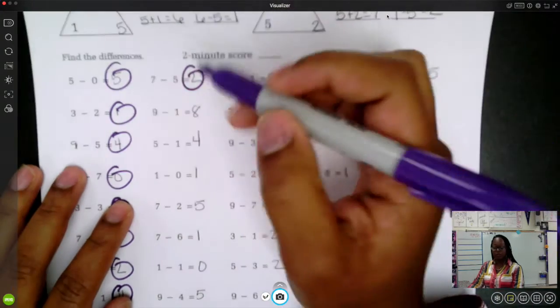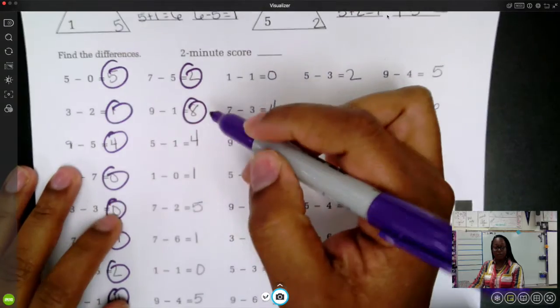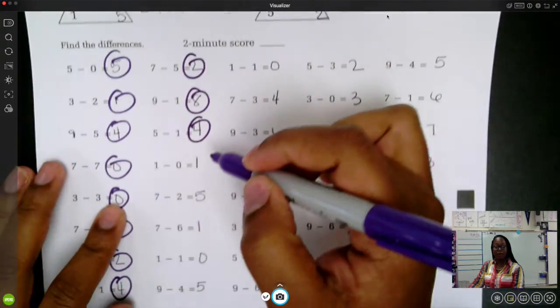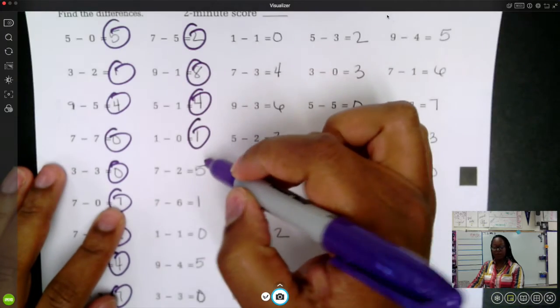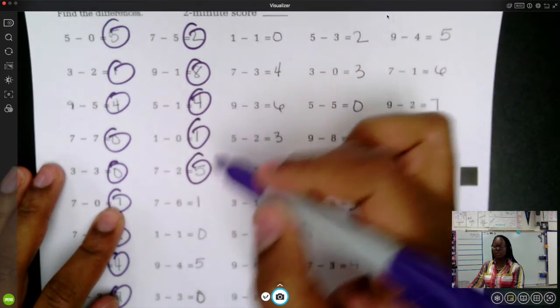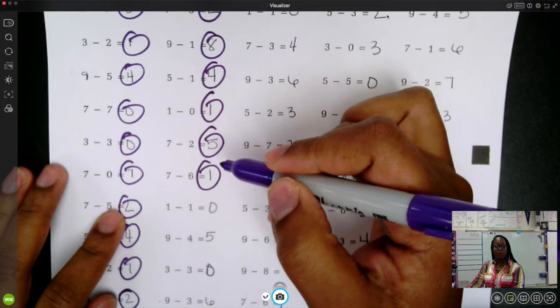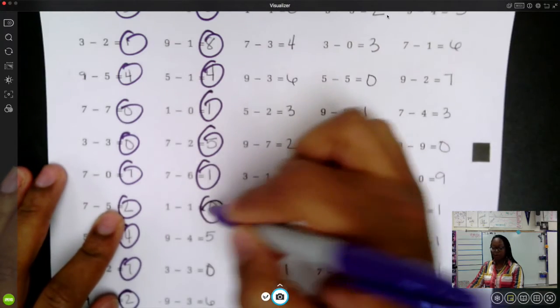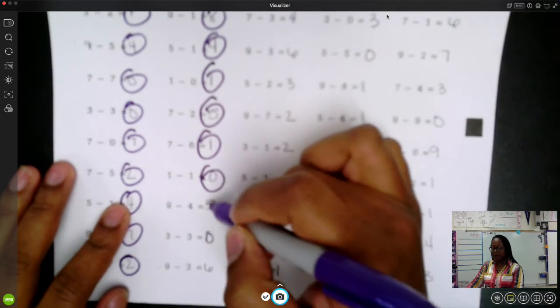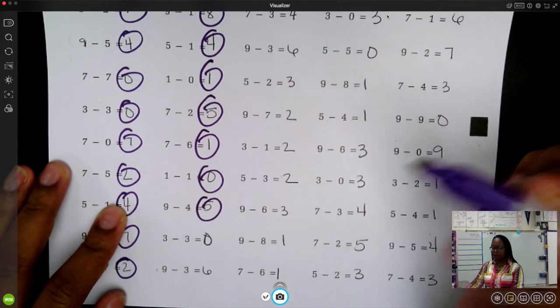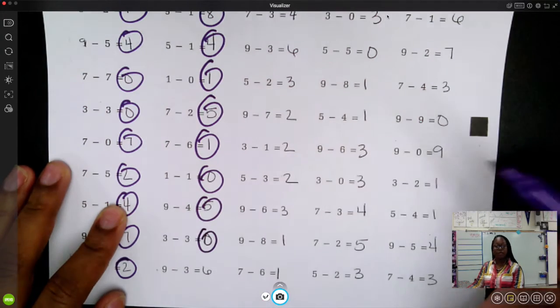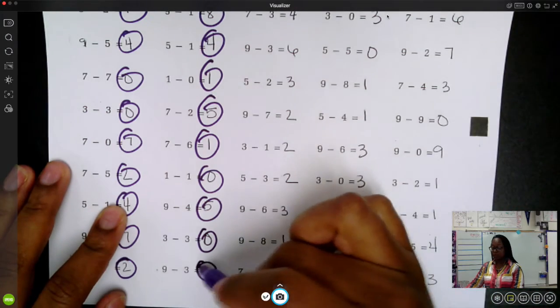9 minus 1 equals 8. 5 minus 1 equals 4. 1 minus 0 equals 1. 7 minus 2 equals 5. 7 minus 6 equals 1. 1 minus 1 equals 0. 9 minus 4 equals 5. 3 minus 3 equals 0. 9 minus 3 equals 6.